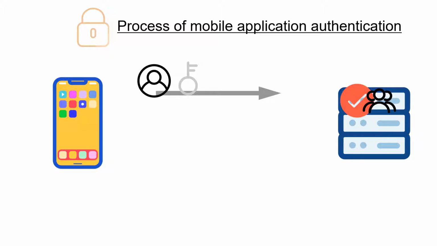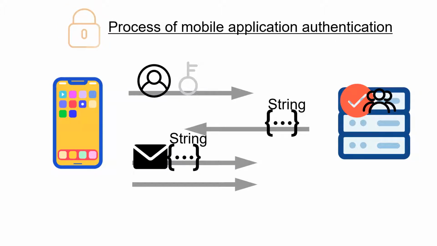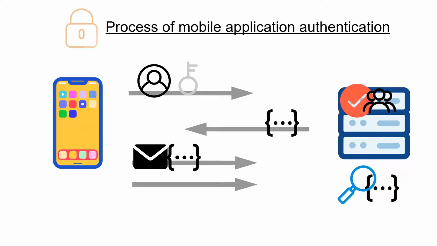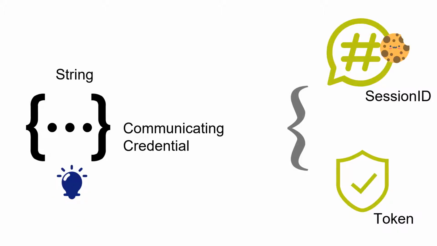When the user and the password are validated, the server is going to create a temporary string and send it back to the user. Once the user receives the string from the server, for each sequential request, the user is going to append the string at the end of the message. Then by checking the string, the server is able to know on whose behalf the request is made and whether the request is valid. And the string is tricky: the user can log in one time and send many requests. The string contains the state of the client and is also called communicating credentials.